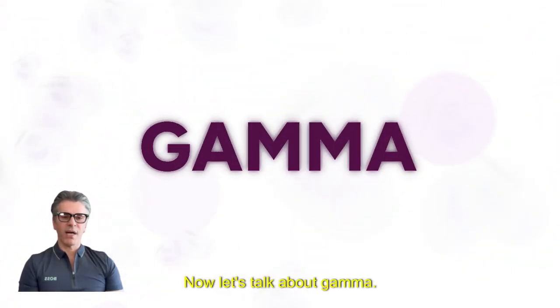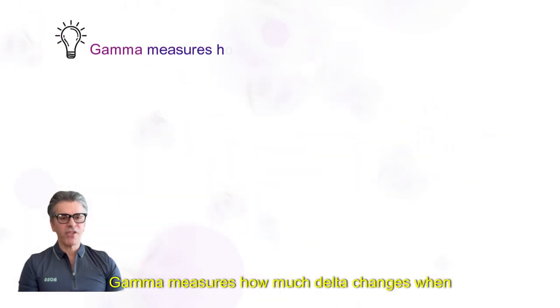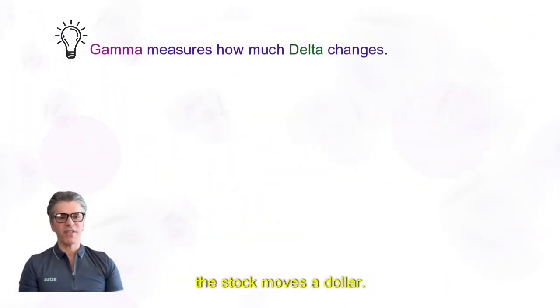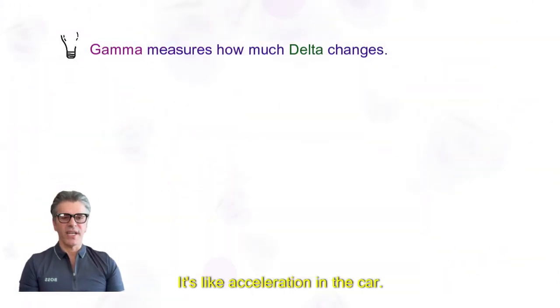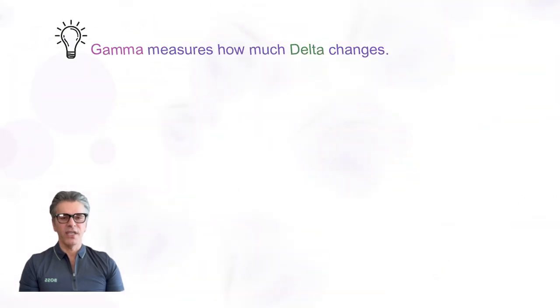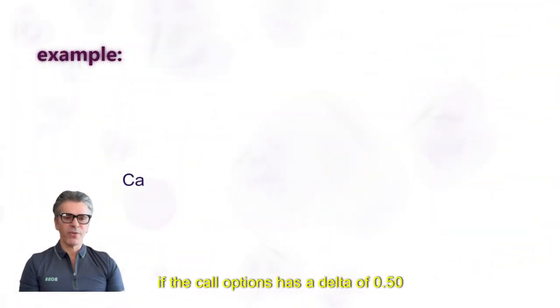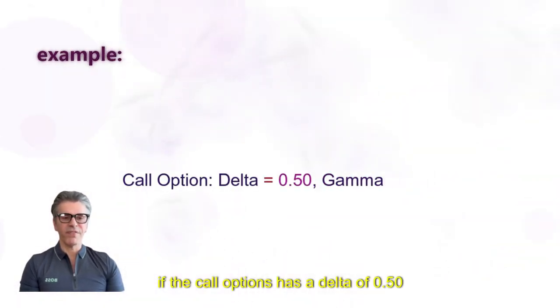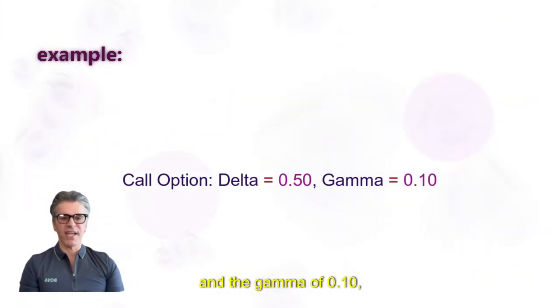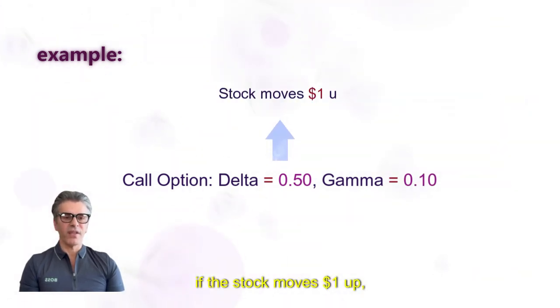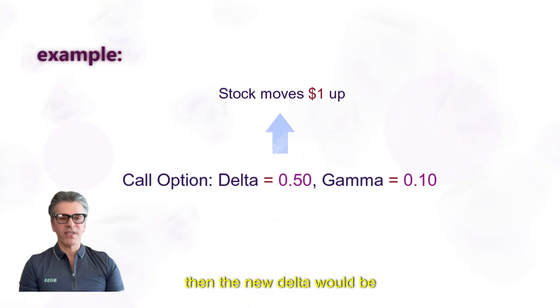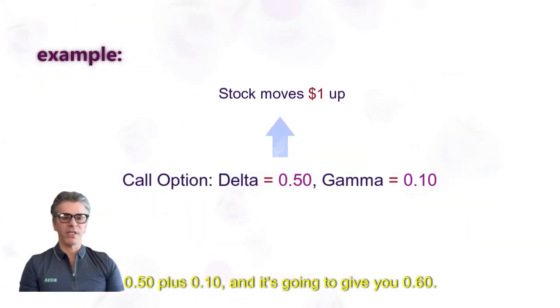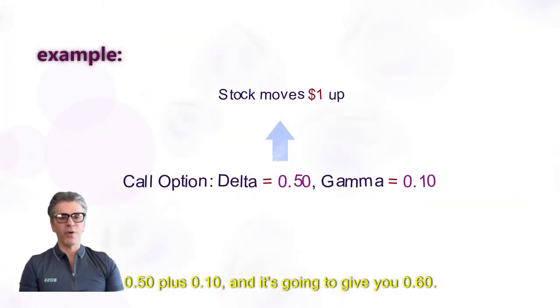Now let's talk about gamma. Gamma measures how much delta changes when the stock moves a dollar. It's like acceleration in the car. For example, if the call option has a delta of 0.50 and a gamma of 0.10, if the stock moves $1 up, then the new delta would be 0.50 plus 0.10, which gives you 0.60.